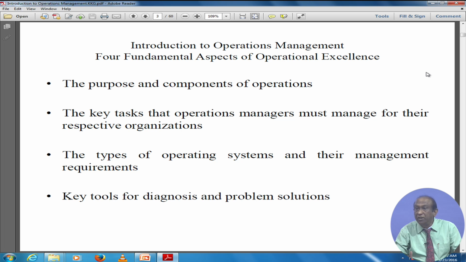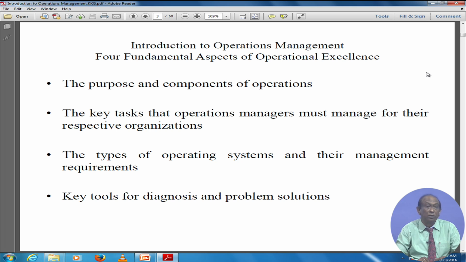What does an operations manager do? So, the first thing is, what is operations management? What are its components? The second one is, what is the role of an operations manager? What are the tasks that he accomplishes for his organization? The third thing, what are the different types of operating systems and their management requirements?